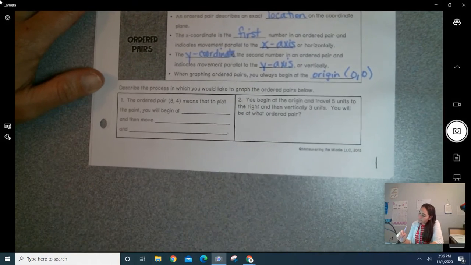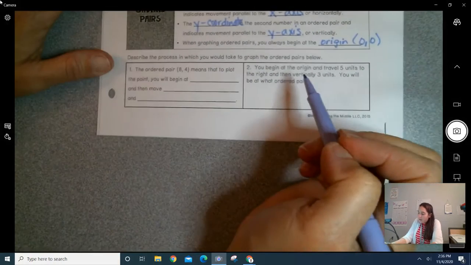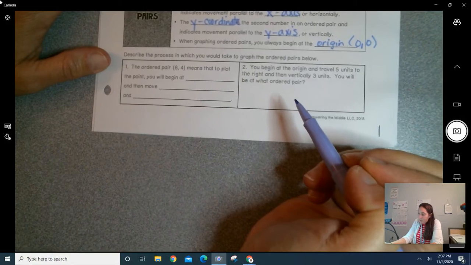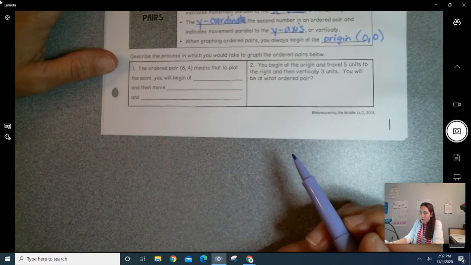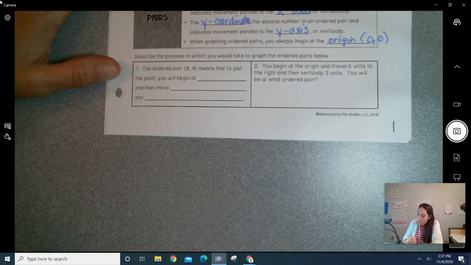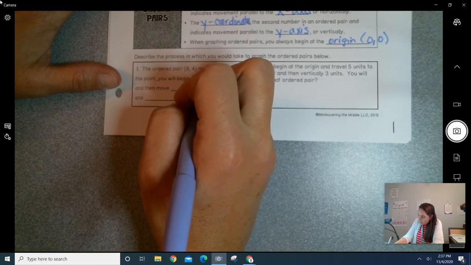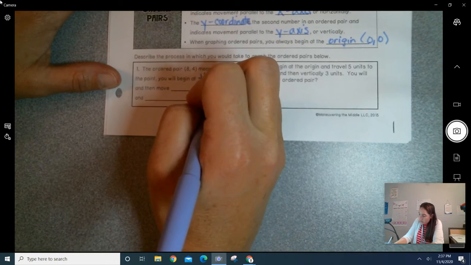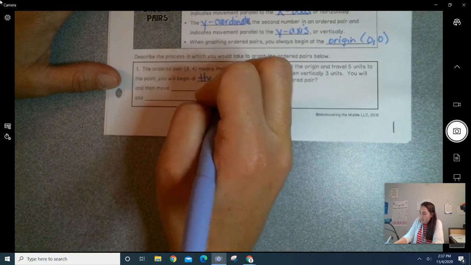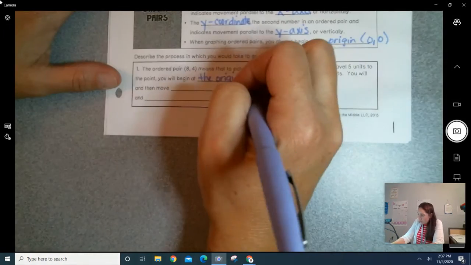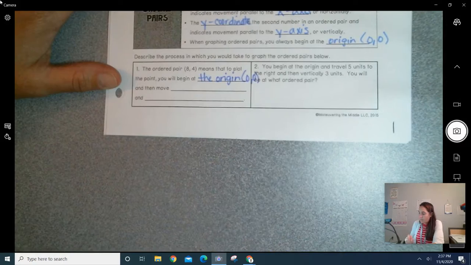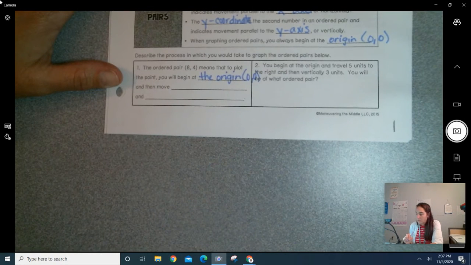We're going to go into that a little bit more as we get further into the notes this week and next week. Okay, so at the bottom it says describe the process in which you would take to graph the ordered pairs below. Number 1 says the ordered pair 8, 4 means that to plot the point you will begin at, in this one, we will put the origin. We always begin at the origin, which is the point 0, 0. You could have put either of those, the origin or the point 0, 0.